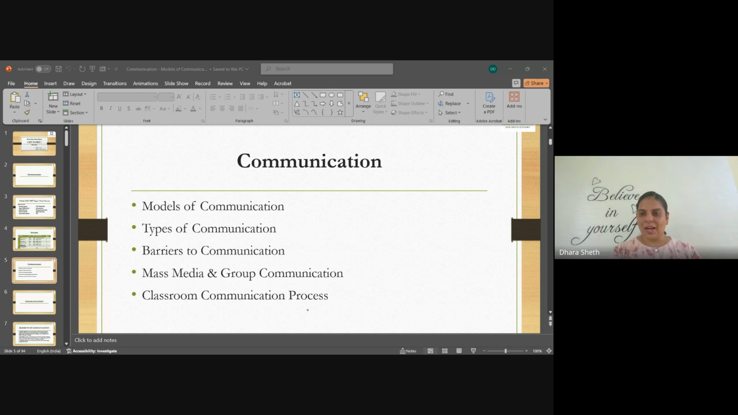We'll take it a bit fast because it does not hold a lot of weightage. But then those terms are essential because you need to know them in order to solve questions which are related to even mass media or group communication. Because if you don't know the basics, if you don't know ABCD, you cannot write an essay. It's something like that. Okay. So let's start with models of communication.